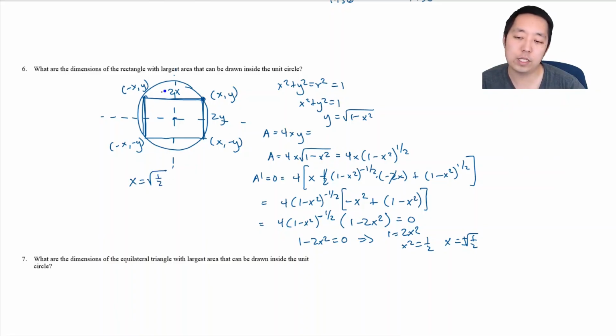I don't know if it makes sense to you that this area would be maximum as opposed to a minimum, or neither. Because anywhere else, if I pick like here, the area would be like 0. So the smallest area is definitely 0. So the largest area is going to be 4xy. x is equal to square root of 1/2. You'll find that if I plug it into here, square root of 1 minus 1/2.